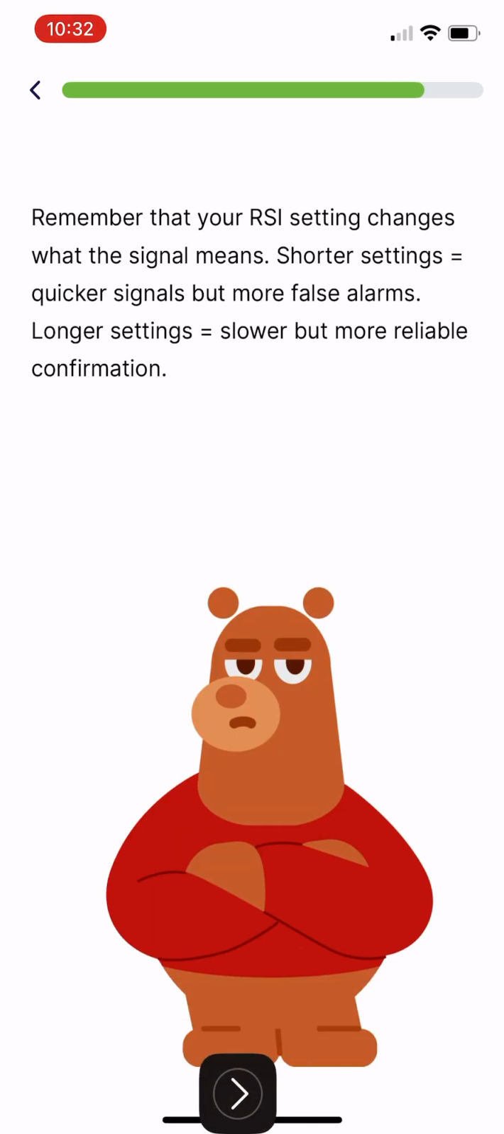Remember that your RSI setting changes what the signal means. Shorter settings equal quicker signals but more false alarms. Longer settings equal slower but more reliable confirmation.